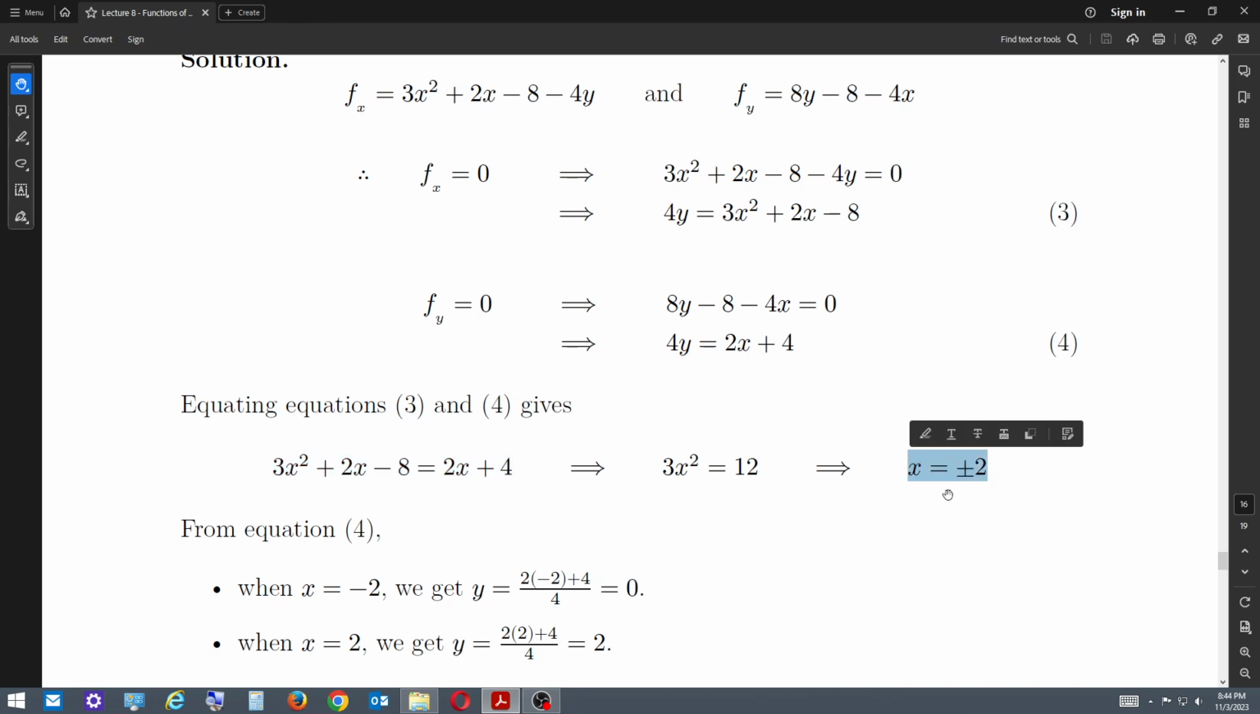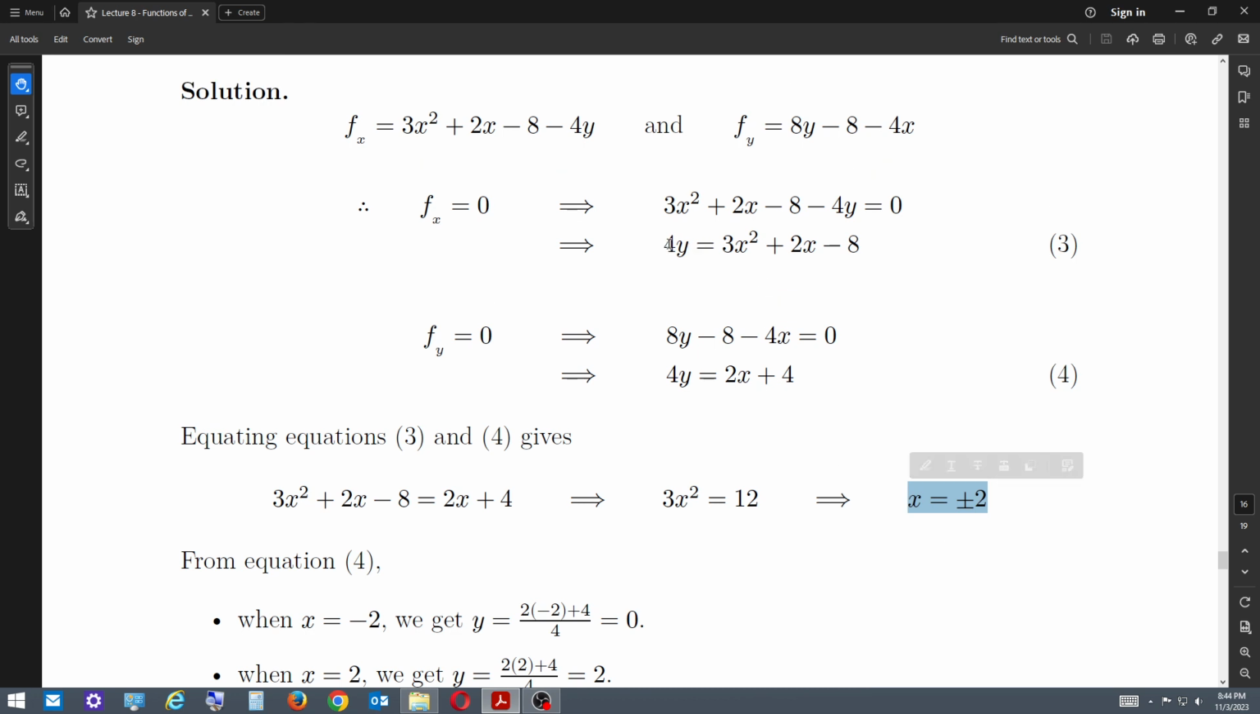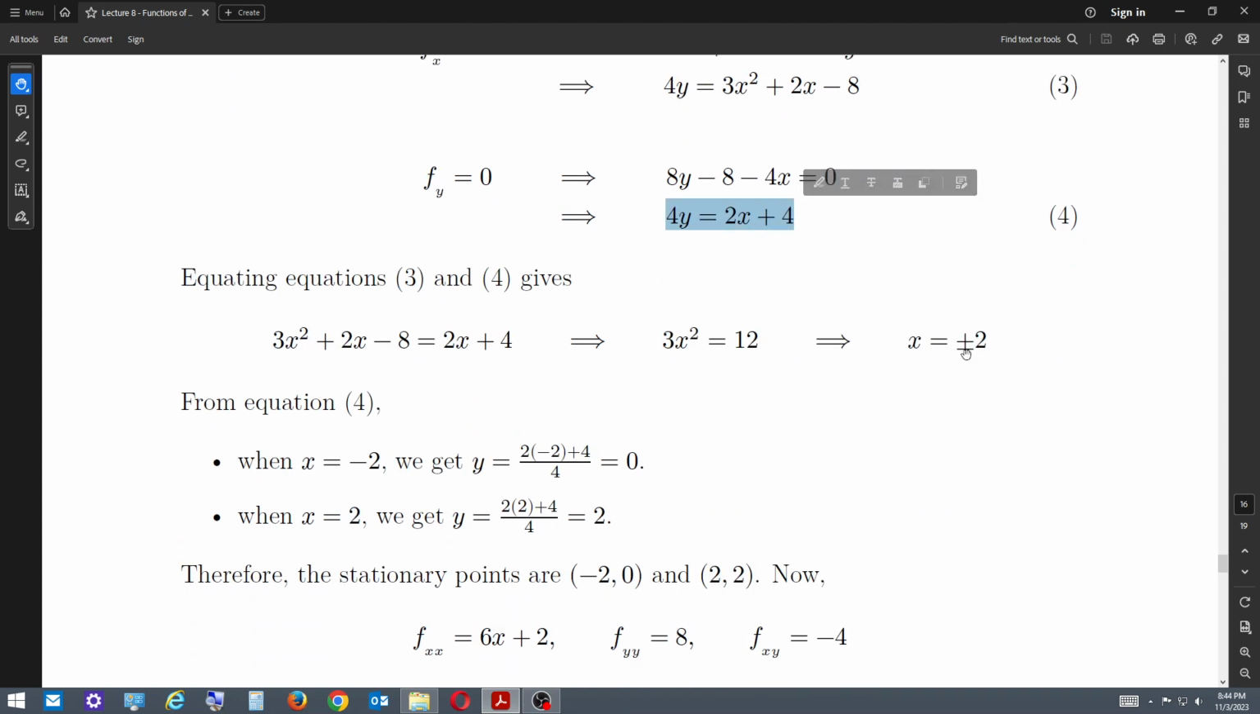Okay, so we have the x value. The easiest equation to use to solve for y would be the second equation. So we use our x values, both plus 2 and minus 2. When x is minus 2, we get 0. When x is plus 2, we get 2. So we have two stationary points: (-2, 0) and (2, 2).